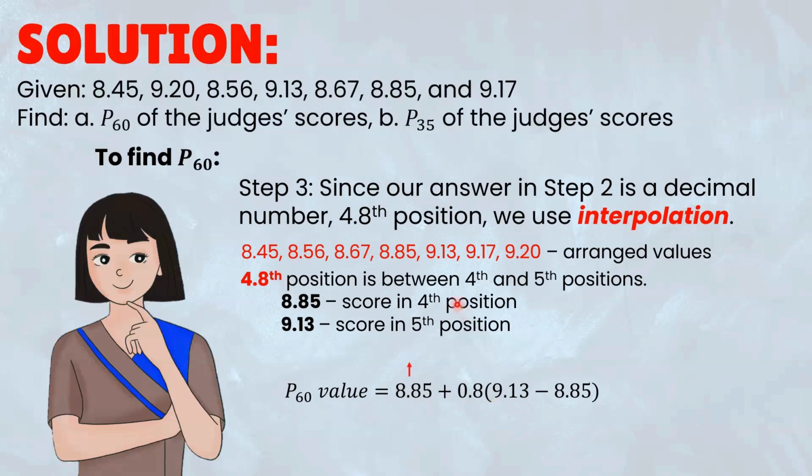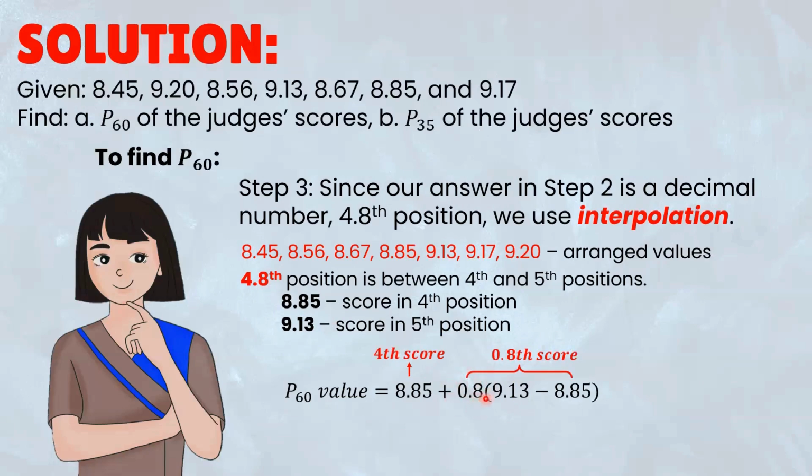8.85 here is our 4th score, and the expression 0.8 times the quantity 9.13 minus 8.85 is our 0.8 score. So adding the 4 and 0.8, that gives us the 4.8 score, which corresponds to the 4.8 position.